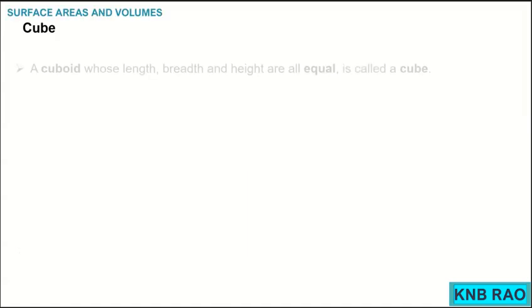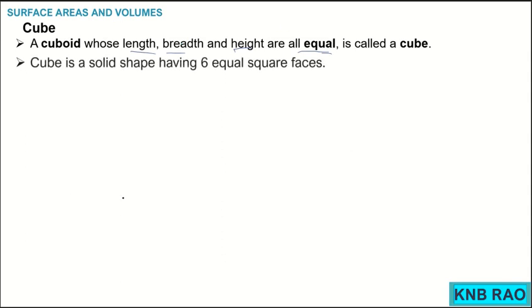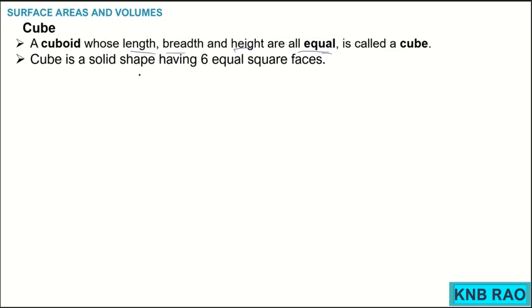Regarding cube, a cube is a cuboid in which length, breadth and height, all three are equal. So, a cuboid will be called a cube when length, breadth and height of the cuboid are equal. Okay? Then, a cube is a solid shape having 6 equal square surfaces or faces.